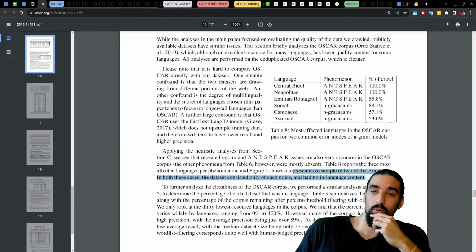100% of the crawl is N speak. Interesting. Somali mostly Ngrams. Cantonese as well.